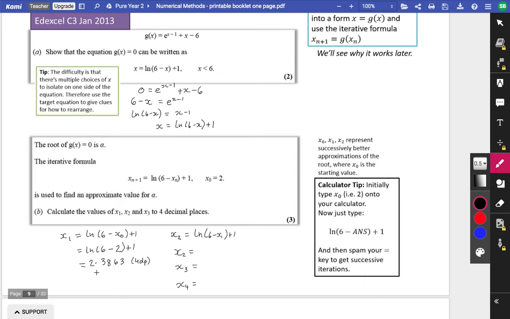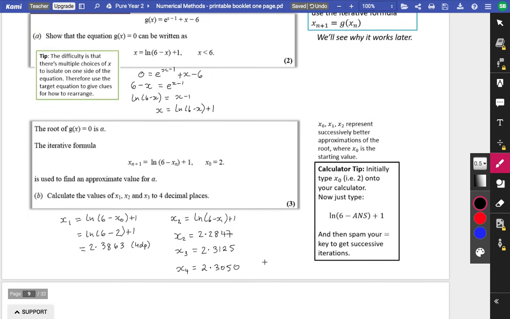Now, because this is stored as the answer, it will go back in here and produce x2. So you should get 2.2847 to 4 decimal places if you've done this the same as me. And now you can just keep pressing the equals button to come up with the next values. So you get 2.3125 to 4 decimal places and 2.3050, I think, when you round that to 4 decimal places.